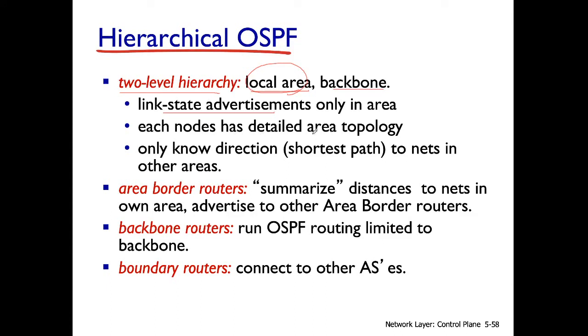Each node in each area is going to know the entire area's topology. And the node inside an area will only know the direction to the area border routers in case the destination is outside of the area. So these area border routers will summarize the distance to the destinations inside its own area and advertise to the other area border routers. That's how the area border routers discover each other at the higher level. And those advertisements will be shared also by the backbone routers and the boundary router.